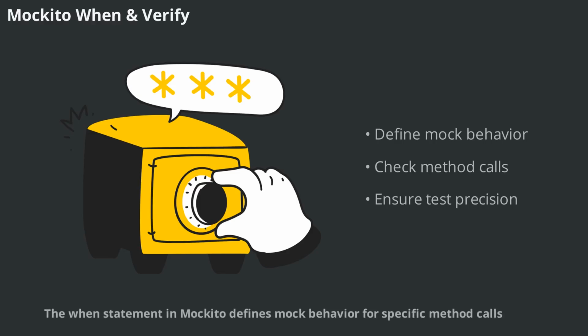The when statement in Mockito defines mock behavior for specific method calls, controlling return values or actions. The verify statement checks whether a method was called on a mock during the test, ensuring expected interactions. These tools support precise and reliable unit testing.